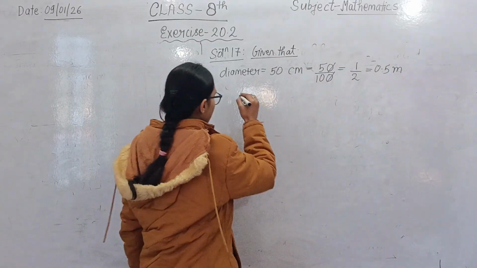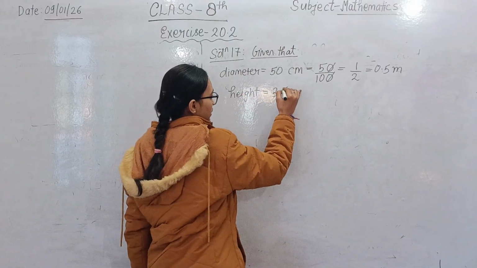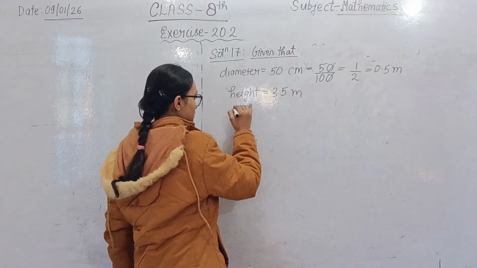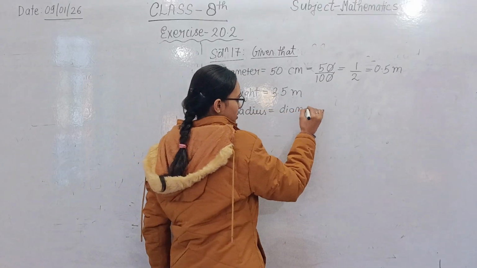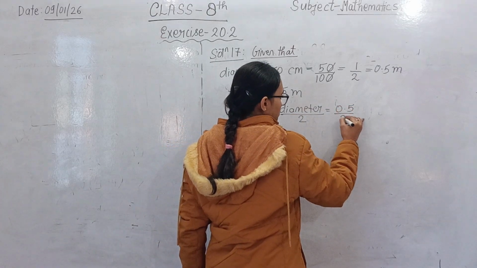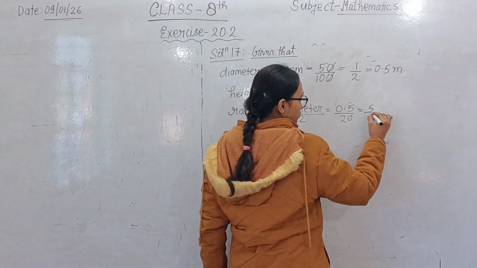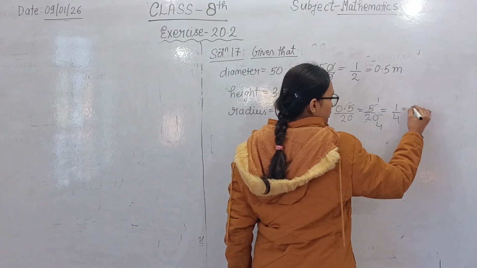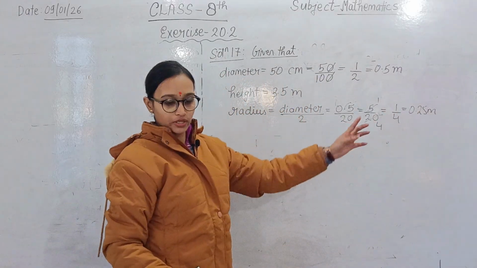Now, height is given as 3.5 meter. With the help of diameter, we will calculate radius. So, radius is equal to diameter upon 2, that is 0.5 upon 2. When we remove this decimal, we will add 0 here. It will be equal to 5 upon 20. 5 ones are 5, 5 fours are 20. 1 upon 4, it will be equal to 0.25 meter. So radius we have calculated 0.25 meter.